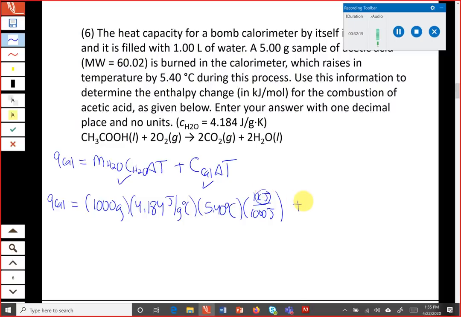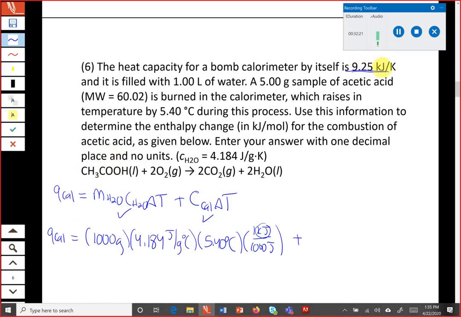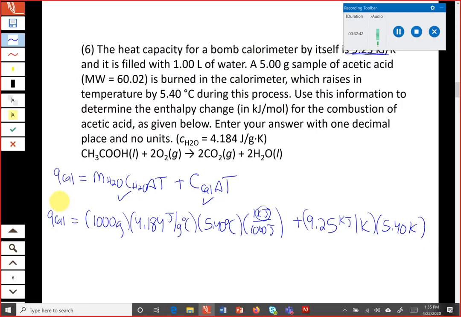And then for the second term, the heat capacity of the calorimeter times delta T, that is given to us up here as 9.25 kilojoules per Kelvin. So we don't have to do anything with that number to convert it. It's just going to be 9.25 kilojoules per Kelvin or kilojoules per degree Celsius, whatever your preference is for delta T. And the delta T is 5.40, which can also be written as 5.40 Kelvin. So for delta T's, Kelvin and Celsius is interchangeable, as we said.